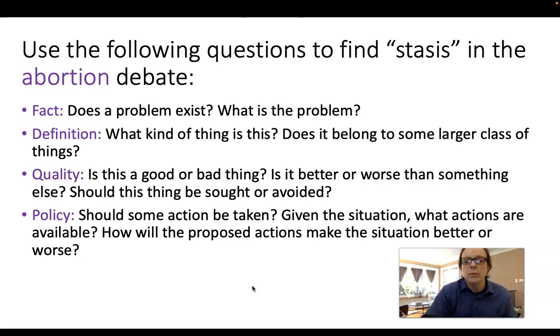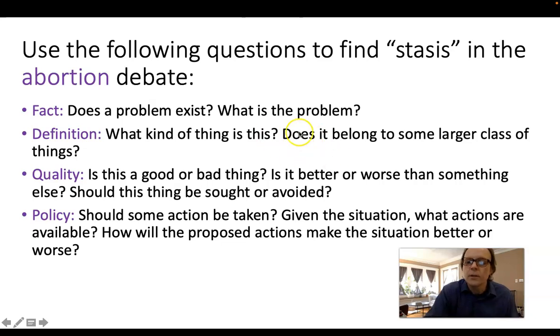Yes, Roe versus Wade was recently overturned, and that presents a problem because women's rights have been infringed upon. Or if you're on the other side, you could say, does a problem exist? Yes, abortion is murder. We can't have that. So you could take either side you wanted to, and you could just talk about what that problem is. You can't be on both sides to do this activity. And then a definition. What kind of thing is it? So you have to decide.